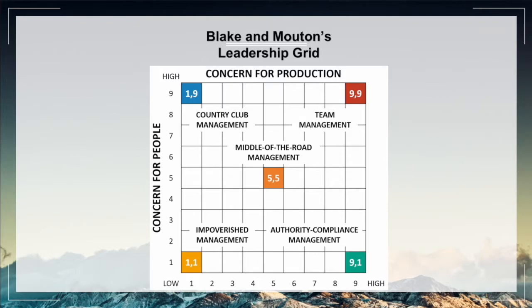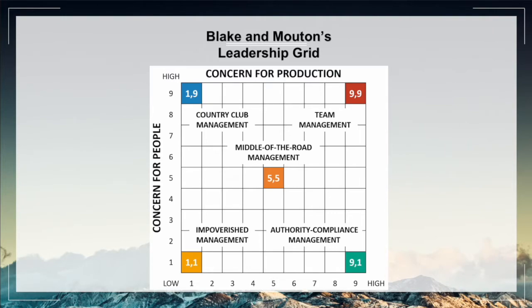The grid was created to clarify concern for both production and people, which helps leaders assist organizations in achieving their goals. Five leadership styles were identified by Blake and Mouton, and the first one is authority compliance, which is also known as dictatorial management, the 9-1 style. It places strong focus on task and job requirements, and less emphasis on people.